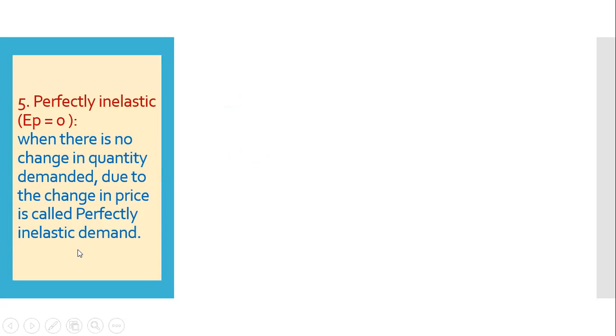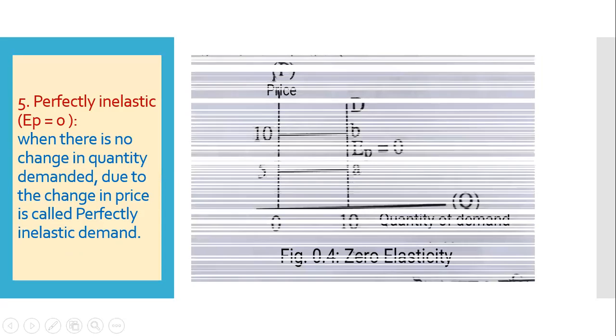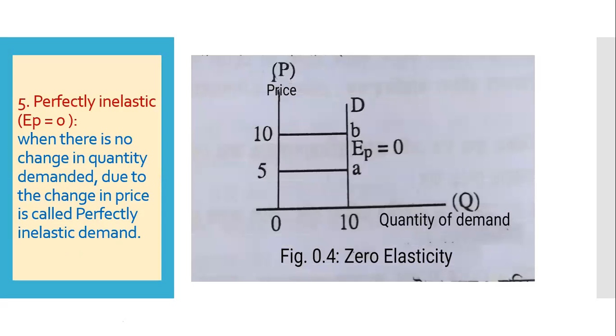Now number 5, perfectly inelastic. When there is no change in quantity demanded due to a change in price, it is called perfectly inelastic demand. So in this case, the diagram is like this. There is a change in price, but no change in quantity demanded. When price is 5, quantity demanded is 10 units. When price increases to 10, quantity demanded is also 10 units. There's no change in quantity demanded. So by adding A and B, we get a demand curve that is parallel to the vertical axis. So in this case, price elasticity equals 0.